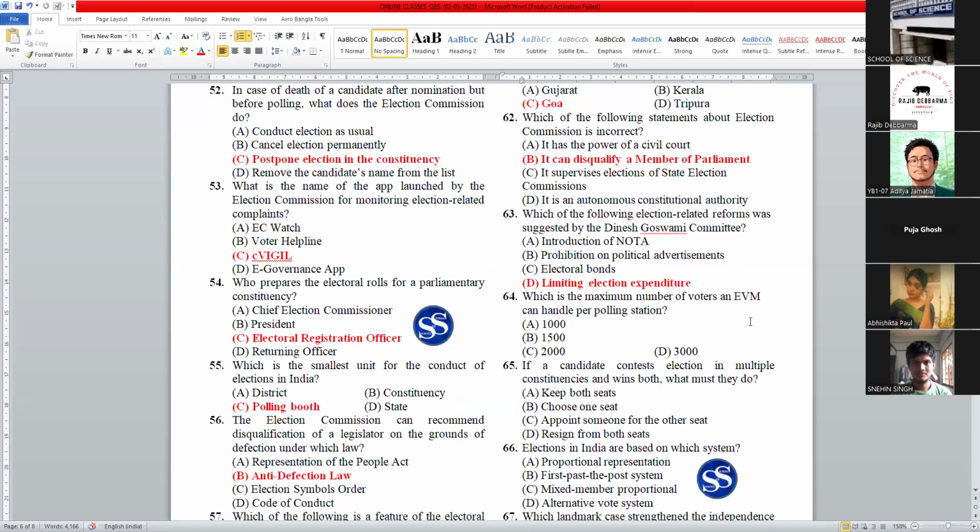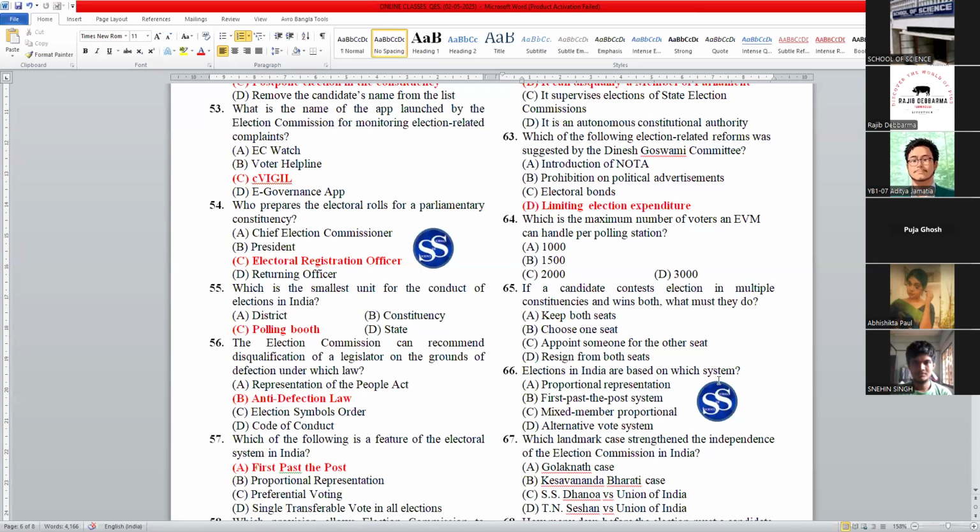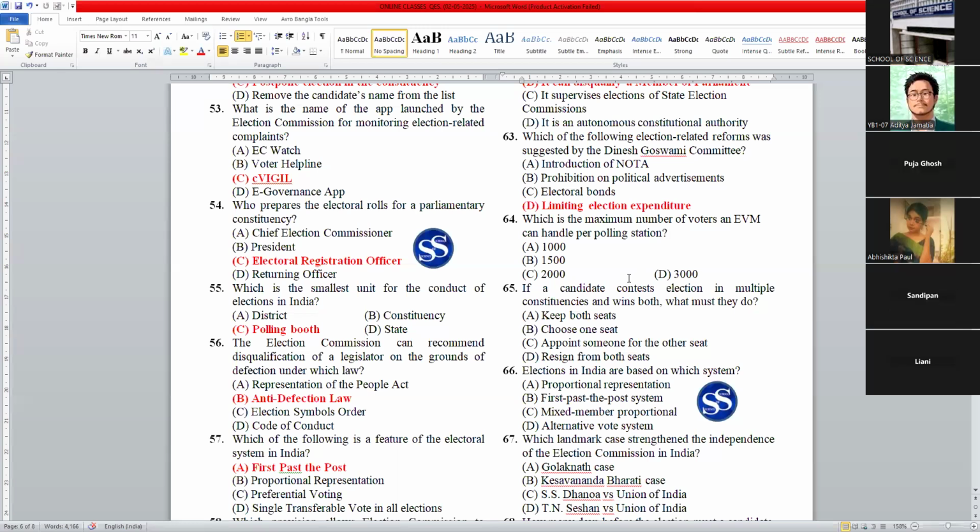Okay. Question number 64 is very, very important. Which is the maximum number of voters an EVM can handle per polling station? It is 1,000, 1,500, 2,000 or 3,000. What do you think? 2000. Yes, sir. The answer is 2,000. A single EVM can record a maximum of 2,000 votes only.